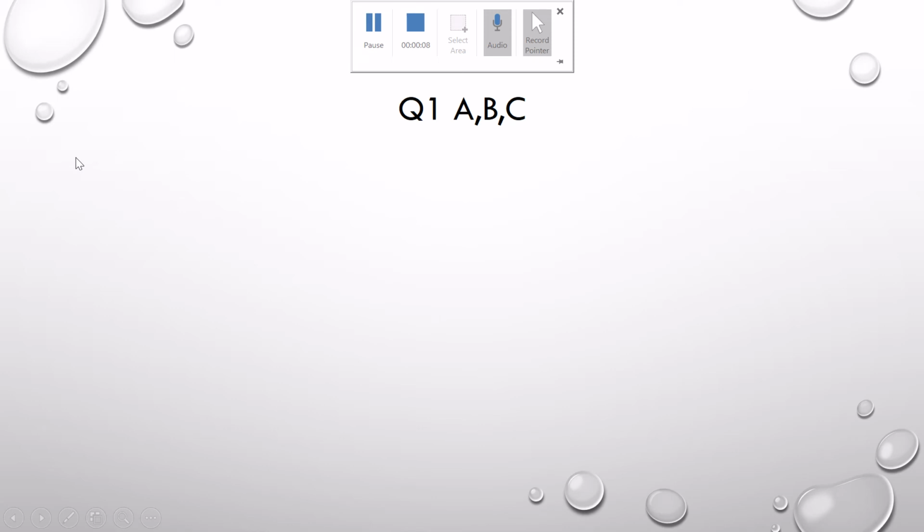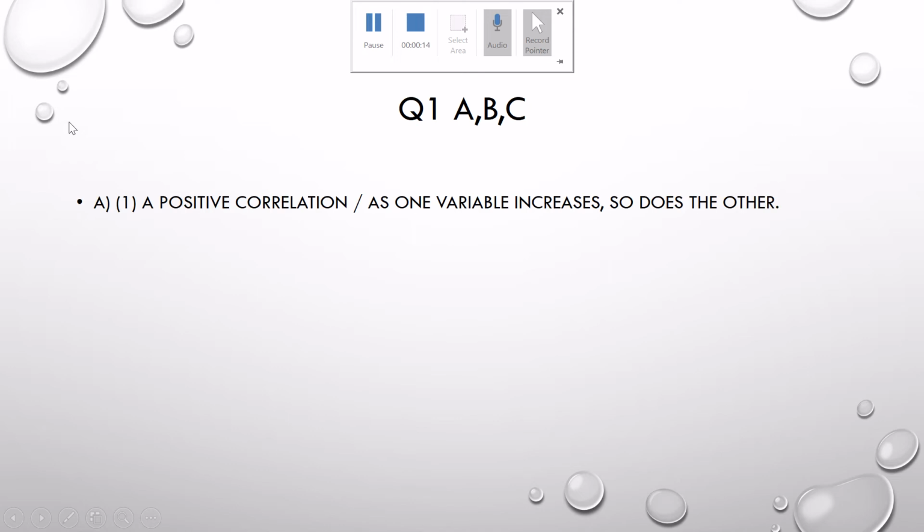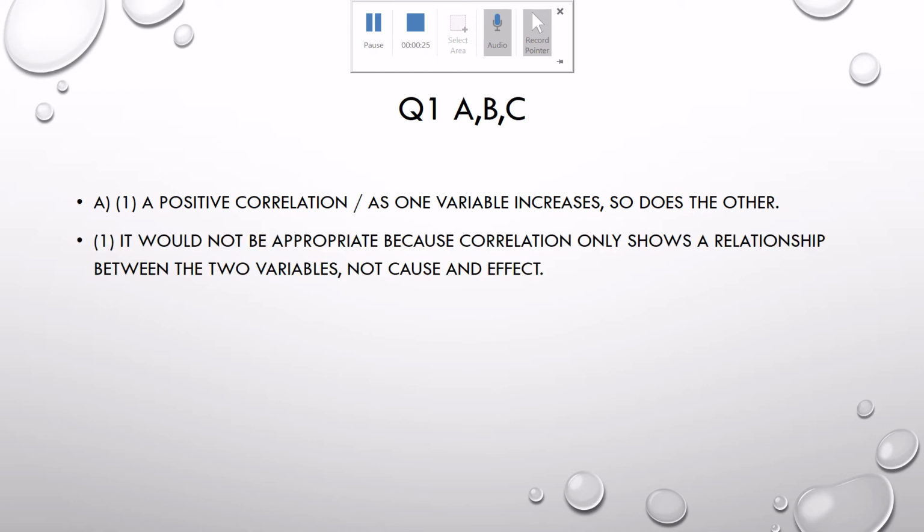First of all, you've completed question 1, A, B and C, and that was looking at the piece of research looking at sleep and mood. In question A, you would get 1 mark for making some kind of reference to a positive correlation or explaining that as one variable increases, so does the other. Okay, nice and simple. You would then get a 2nd mark for explaining it would not be appropriate because correlation only shows a relationship between 2 variables and not cause and effect.